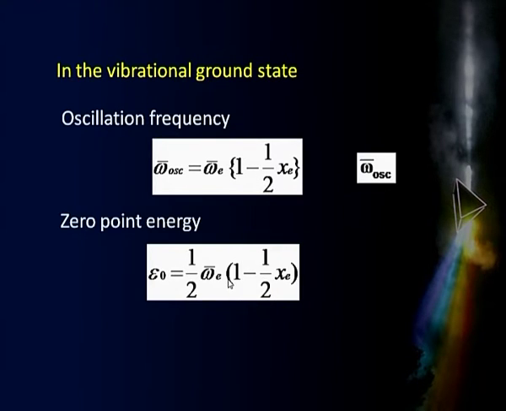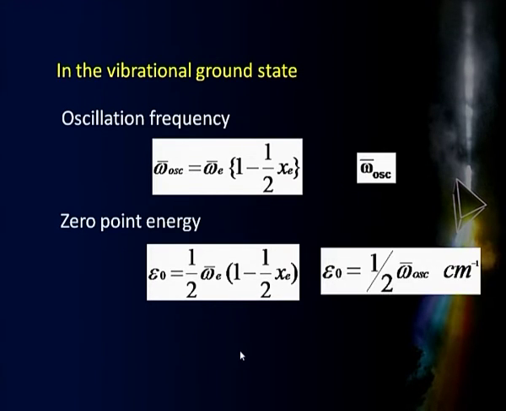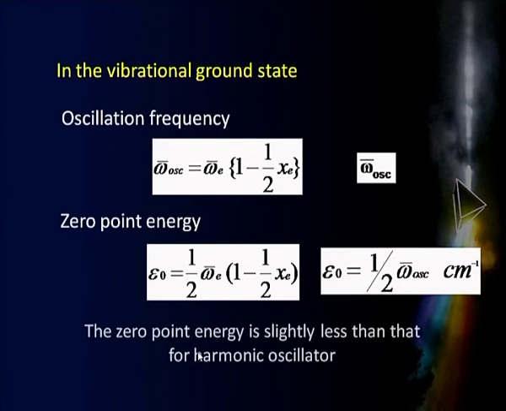Secondly, if I look at the zero point energy, the zero point energy in case of an anharmonic oscillator will now be given as 1 by 2 omega E (1 minus 1 by 2 x e), which again is different from what we had in case of harmonic oscillator, just 1 by 2 omega oscillation. So, we find that the expressions for the two cases happen to be different here. That is, the zero point energy is slightly less than what happened in case of harmonic oscillator. So, we are seeing the consequences of moving from harmonic oscillator model to an anharmonic oscillator model.